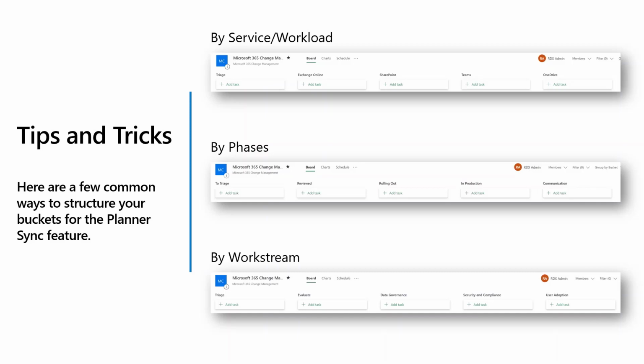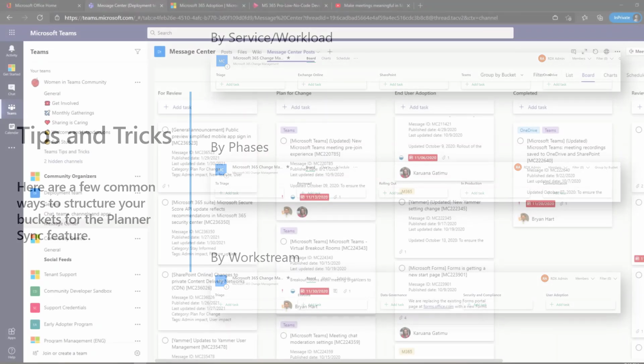Here are some different ways to think about how you might want to organize the content once it's integrated into Planner and Tasks and Teams. You can organize it by service or workload so that you can see all of the Microsoft Teams or all the Exchange items together. You can do it by phases, or you can do it by work streams. It all depends on how you manage the work in your organization. But once you have the data inside of Tasks and Teams, there's so many things that you can do with it.